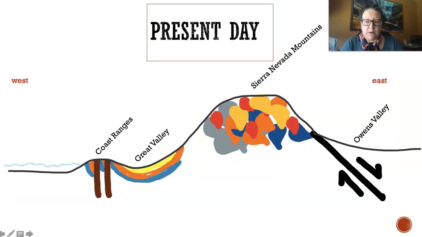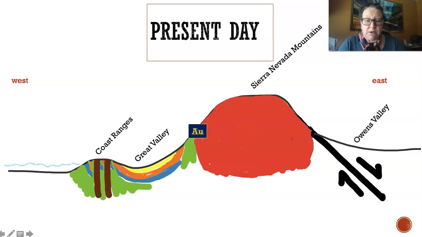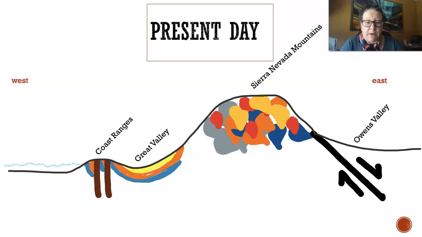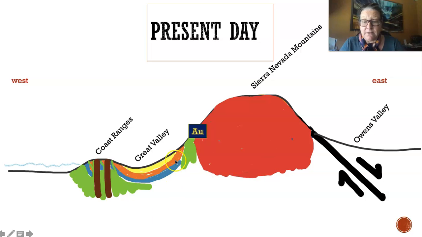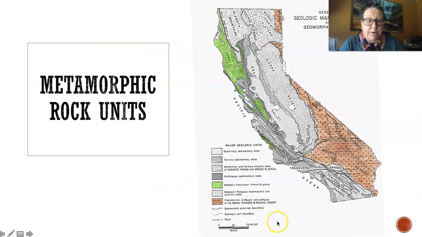So here we are back to our present day, and now I'm going to make a little adjustment. I'm going to just color the Sierra Nevadas all red instead of having all these different colored plutons, since that corresponds to our map. And I'm going to add the green of the metamorphic rocks sort of underneath, involved with the sedimentary units. Some of it pushed over here as an exotic terrane with gold. And now we're going to finish up with our brown unit.